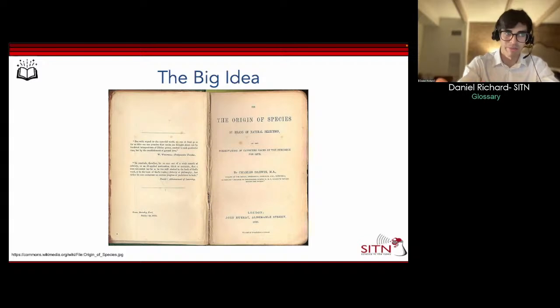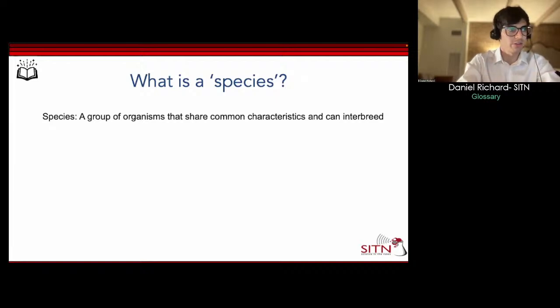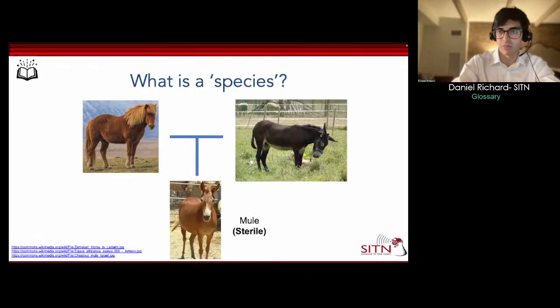As I describe this theory, I want to first define what I mean when I say species. Here, I'm going to use a specific definition for this talk, where a species is a group of organisms that share common characteristics and can interbreed. That last part is particularly important, in the idea that organisms can breed and make fertile offspring. For example, while a horse and a donkey can mate, they'll produce a mule, which is sterile. Thus, based on this definition, we would define horses and donkeys as different species because they can't interbreed and make fertile offspring. So that's the definition of species that I'll use for this talk.